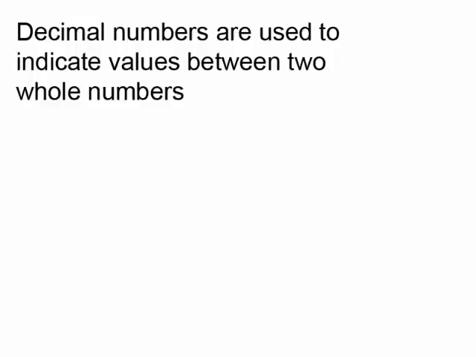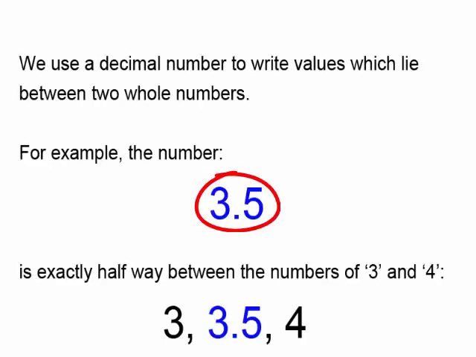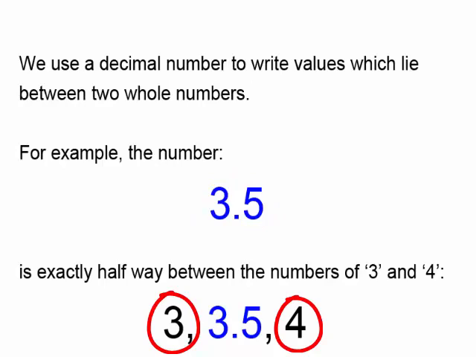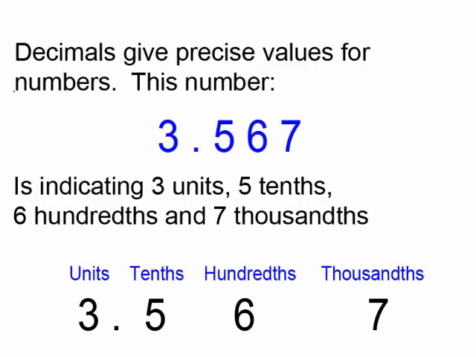Decimal numbers are used to write values which lie between two whole numbers. On screen you can see the number 3.5. This number is exactly halfway between the number 3 and the number 4. In this example, the decimal is not only expressed in tenths, but in tenths, hundredths, and thousandths.